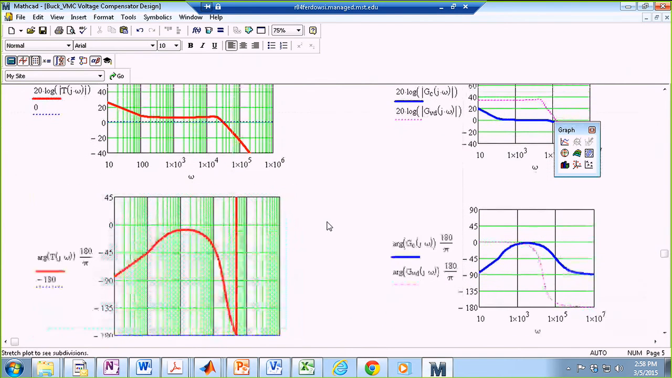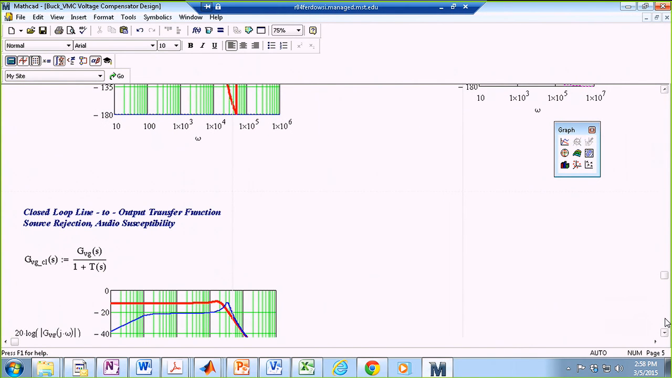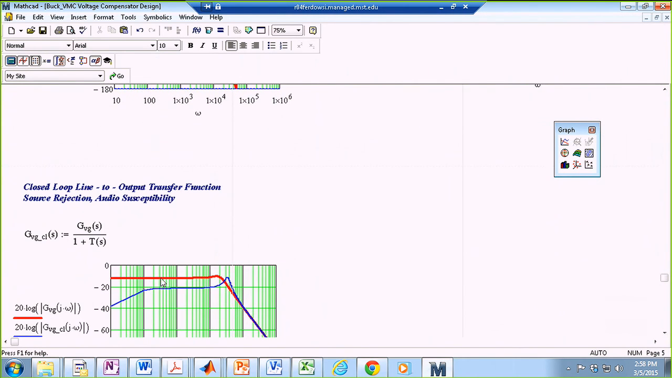Now let's take a look. My crossover frequency is somewhere around here, let's say 330,000 radians per second, and we are very close to being unstable, but let's just run it and see what the system looks like. In terms of attenuation, you can see that we are actually doing some attenuation.